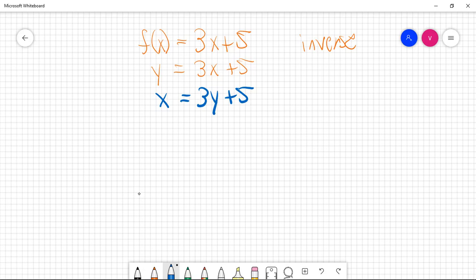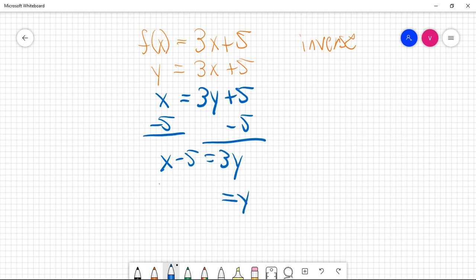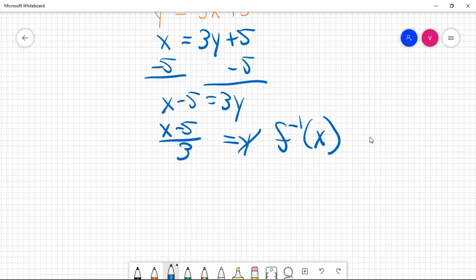Solve for y. Subtract 5 on both sides. x minus 5 equals 3y. So y equals (x minus 5) divided by 3. And that's not really y, it's f inverse of x. There you go. Finished. Boom. Okay. If you need to check it, we can check. Let's just do one of them.